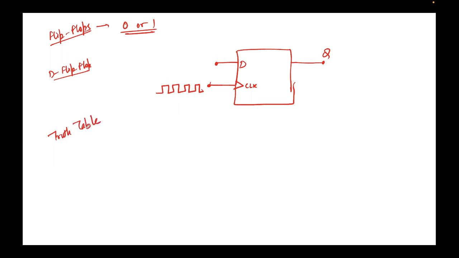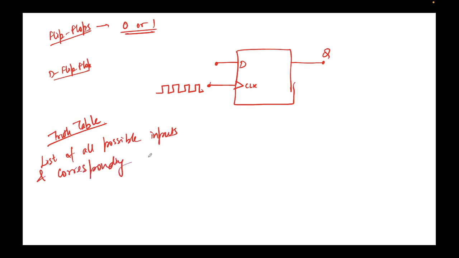So what is a truth table? A truth table is a list of all possible inputs and corresponding outputs of a circuit. Note, all means you have to list every possible combination.